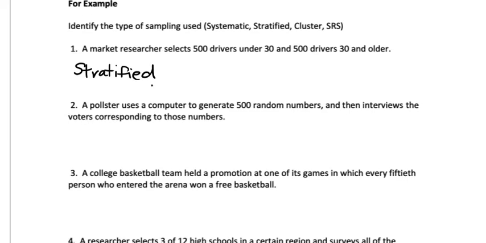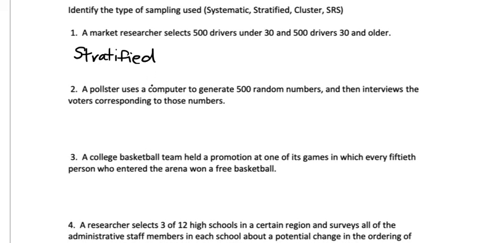Number 2, a pollster uses a computer to generate 500 random numbers and then interviews the voters corresponding to those numbers. That is a simple random sample, SRS. So anytime you have randomly choosing numbers, that's a good clue that it's a simple random sample.